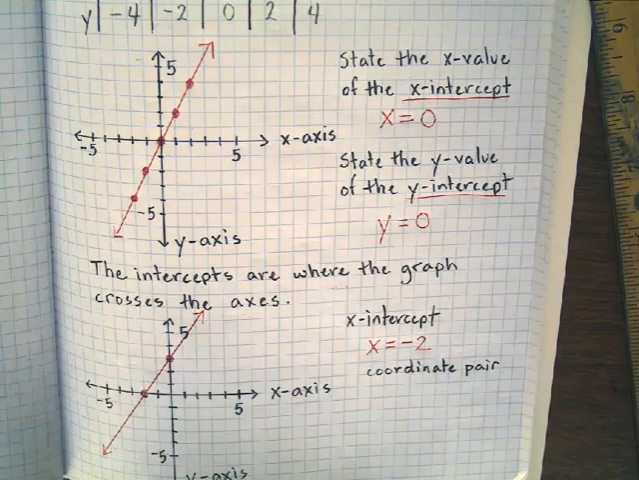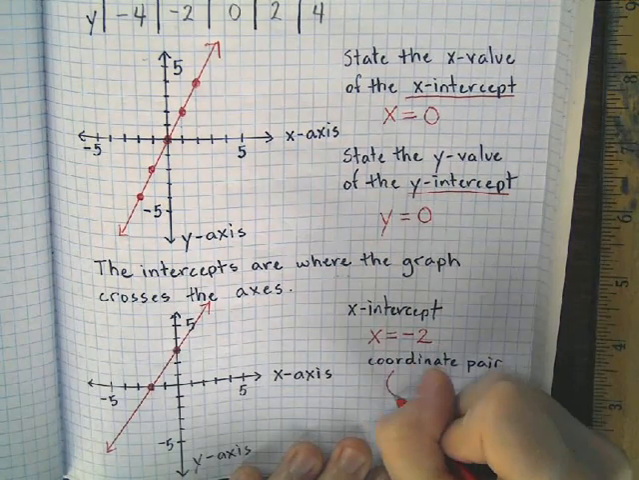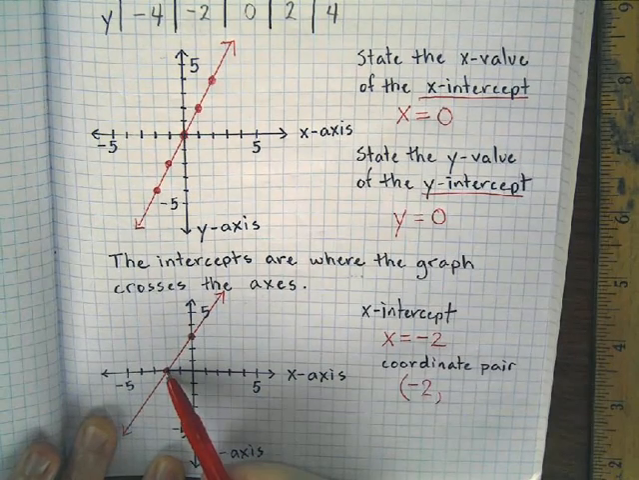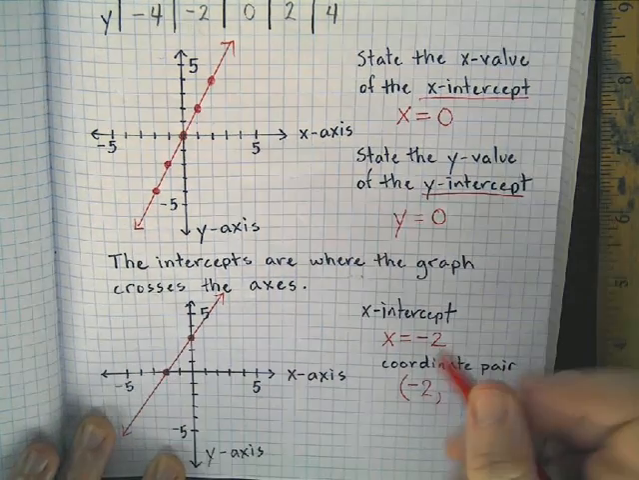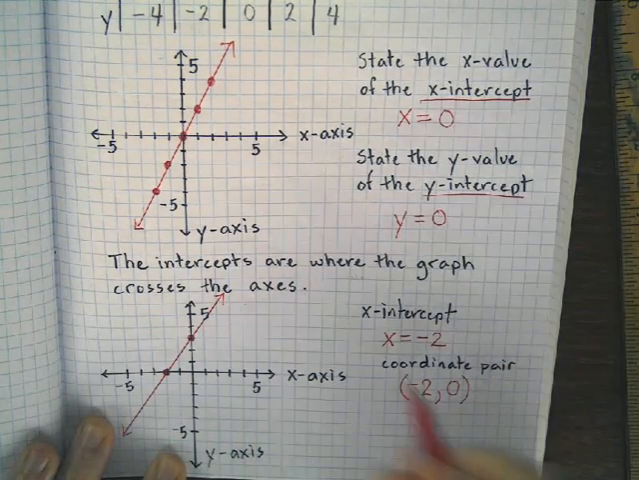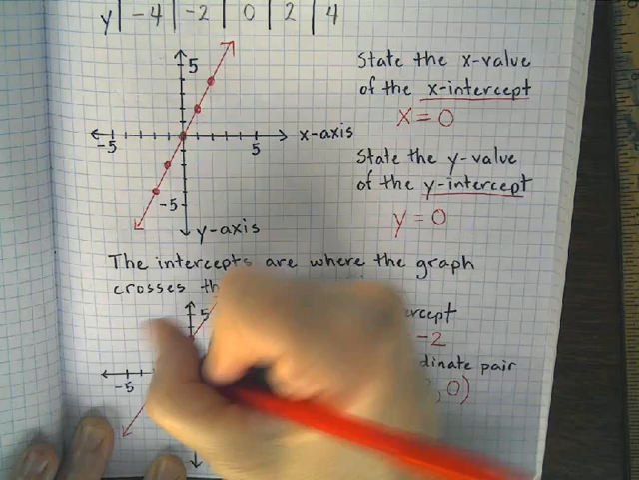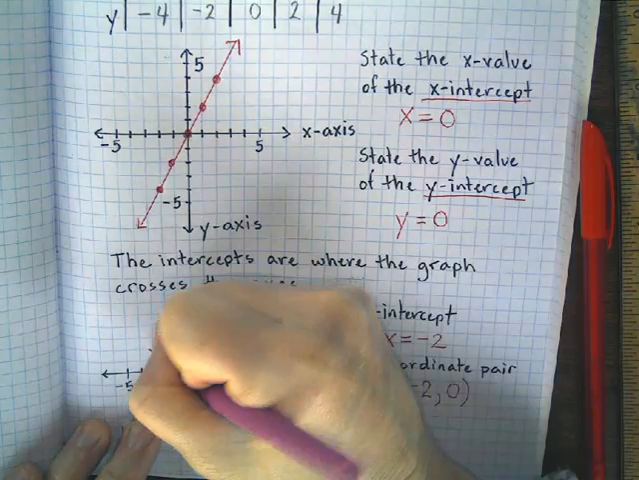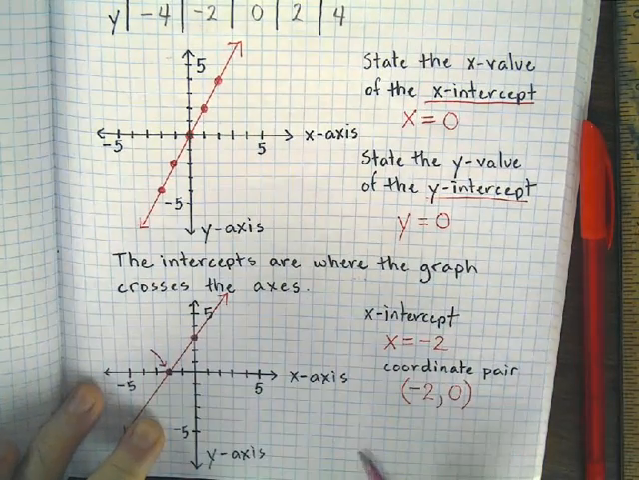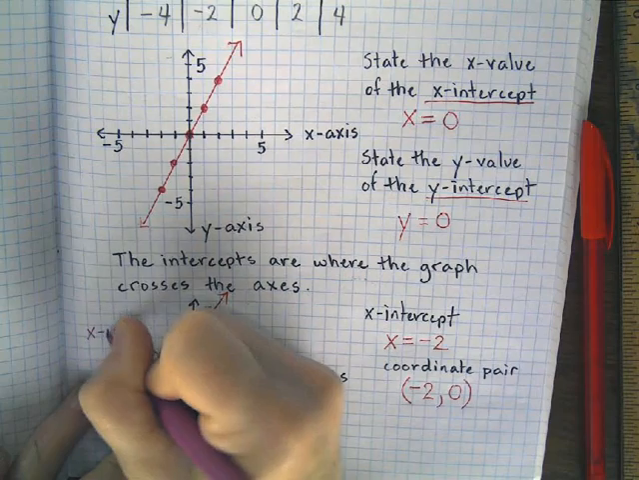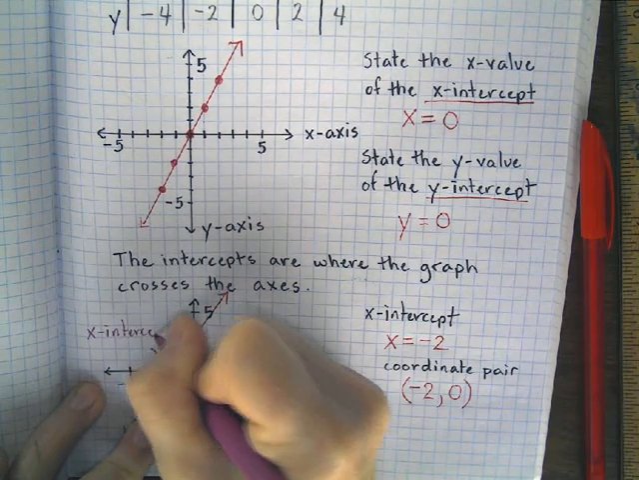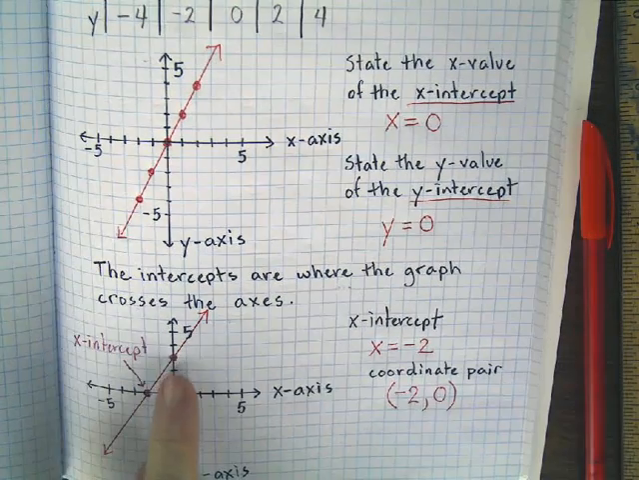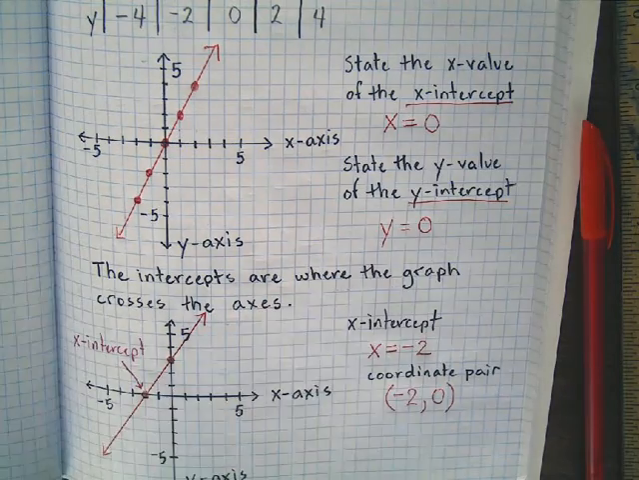If I write it as a coordinate pair, that would be -2, comma, what's the y value right there? The y value is 0. Okay, so that's the x-intercept. Right here, let's label it. This is the x-intercept. Did I just say y-intercept? This is the x-intercept. Okay, that point right there. Now this point is the y-intercept.